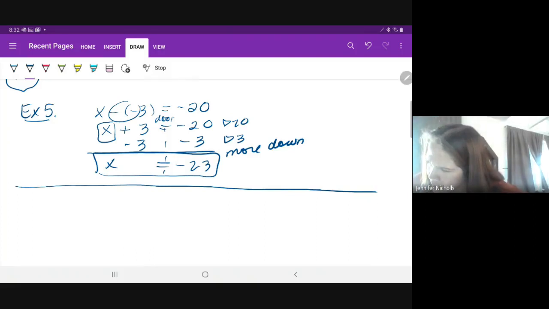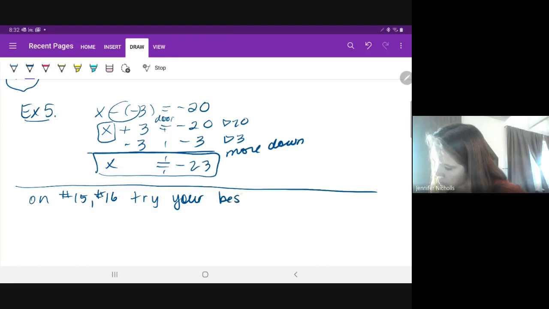On problem number 15 and number 16, you're just going to try your best. We're not going to have notes on those. They're like word problems, and you're just going to try to figure it out. Write something. You don't have to be right to get full credit on the homework.